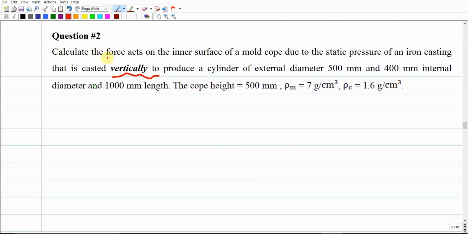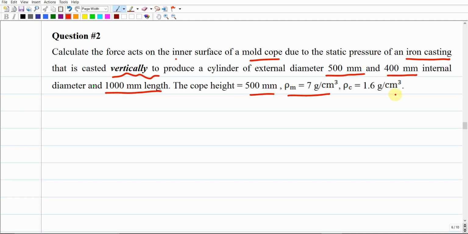It is required again to calculate the force acting on the inner surface of the mold cube due to the static pressure of an iron casting. It is made of iron, so that's why the mass density is given by 7 grams per centimeter cube. This is the conventional density of iron. It is going to be cast vertically to produce a cylinder with an external diameter of 500 millimeter, internal diameter 400 millimeter, and length 1000 millimeter, and the height of the cube is also 500 millimeter.